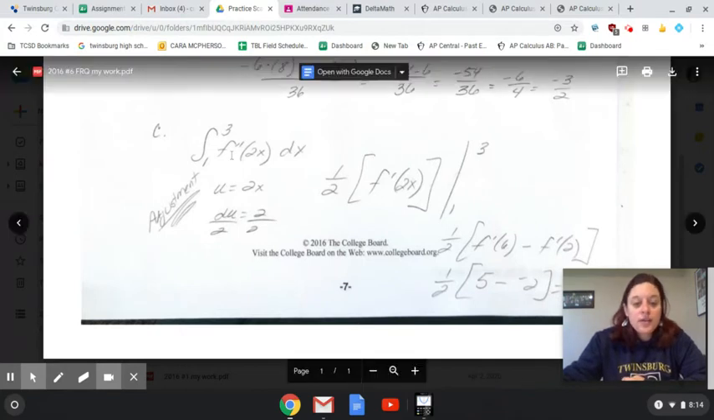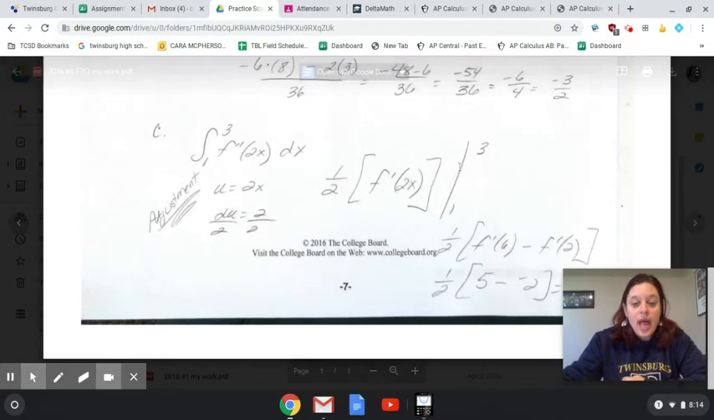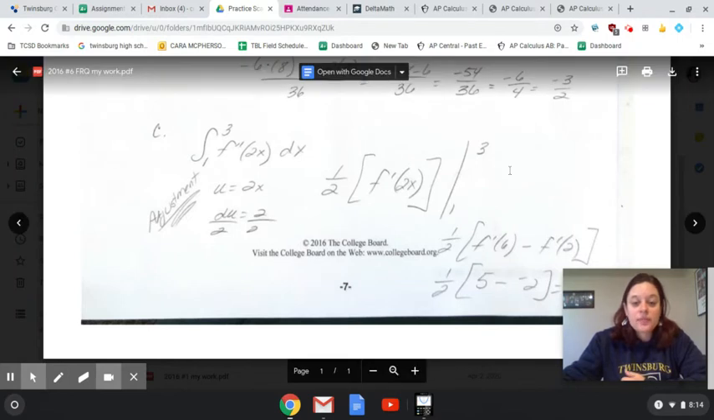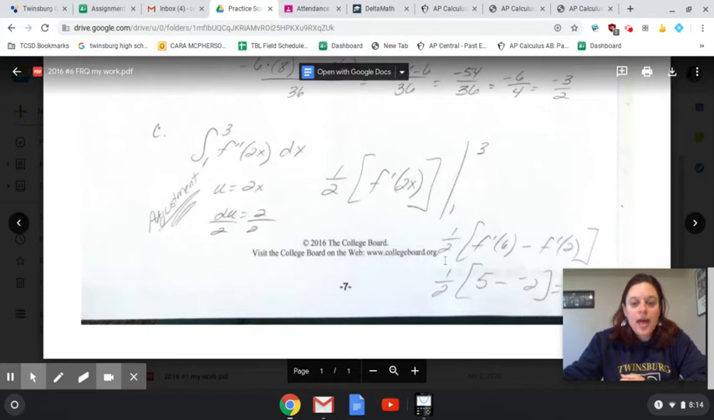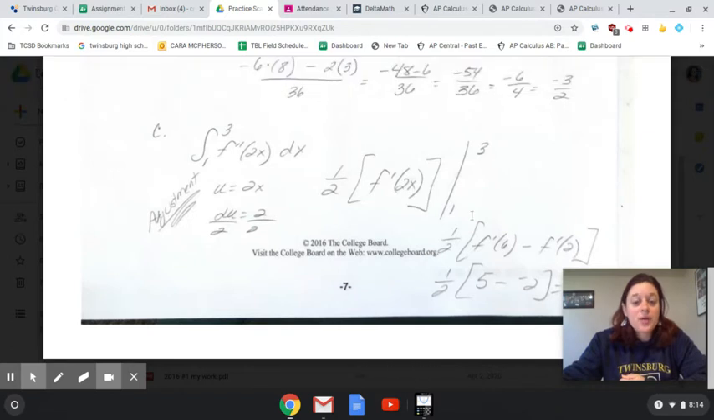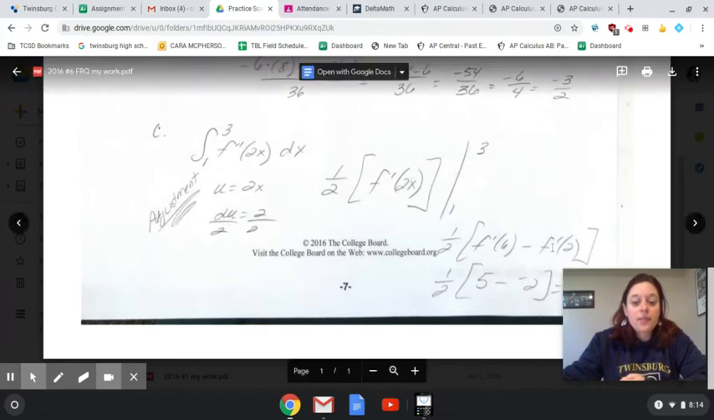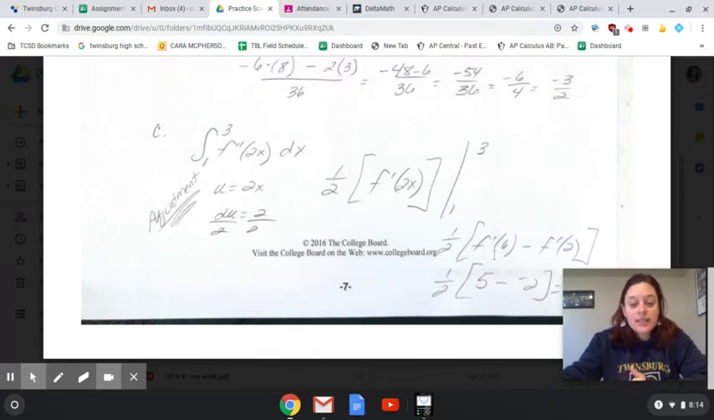When I integrate f double prime, I do get f prime. And then with my boundaries, it's always top minus bottom. So what I did is I left the 1/2 out front until the very end. We can do that with any constant adjustment. Then I put in my work: when I put 3 in, I get f prime of 6, minus what happens when I put 1 in, I get f prime of 2. Went to the table, f prime of 6 was 5, f prime of 2 was -2, so you get 5 minus negative 2, which is 7, and then in the end multiply by the half.